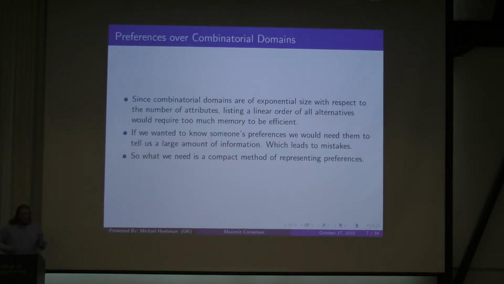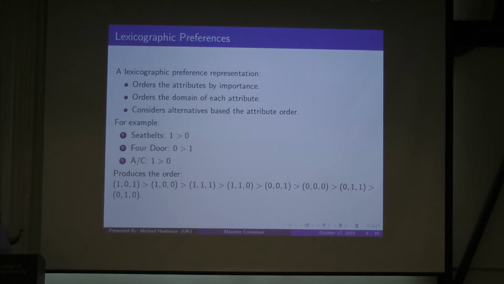So now we have the issue that we have to express our preferences over these combinatorial domains. And of course, as I said earlier, we can't just put a linear order out there. It's practically impossible to elicit, and it's just super inefficient memory-wise. So we need a compact method of representing our preferences, the same way that we needed a compact method of representing the domain. There are quite a few different methods for representing preferences compactly over a combinatorial domain, but one of the ways that we do it is lexicographic preference.